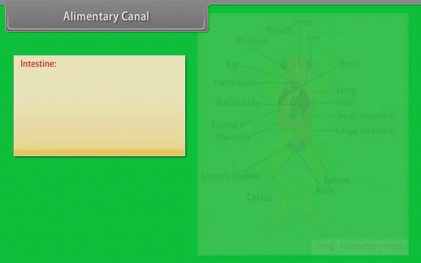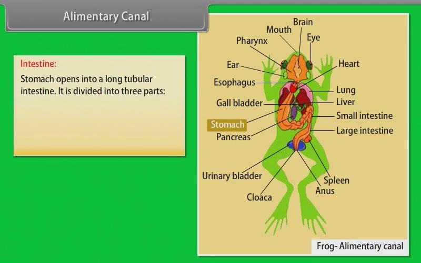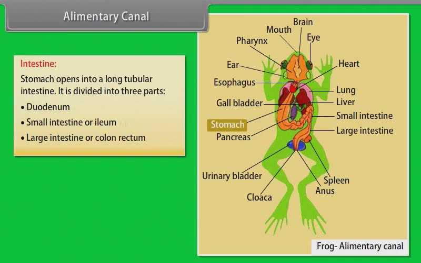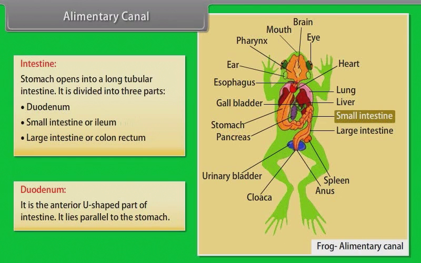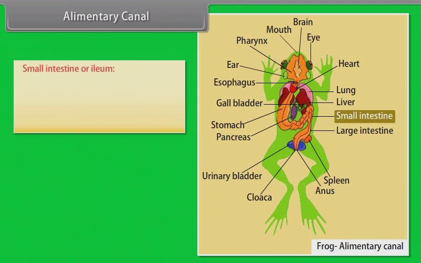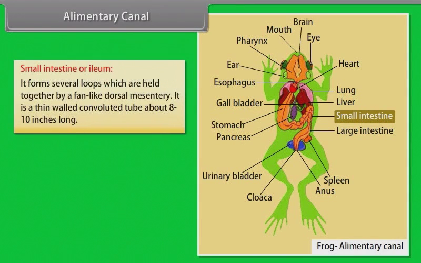Intestine. Stomach opens into a long tubular intestine. It is divided into 3 parts: duodenum, small intestine or ileum, and large intestine or colon rectum. Duodenum. It is the anterior U-shaped part of intestine. It lies parallel to the stomach. Small intestine or ileum. It forms several loops which are held together by a fan-like dorsal mesentery. It is a thin-walled, convoluted tube about 8 to 10 inches long.